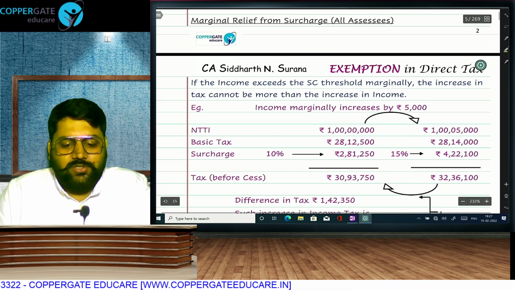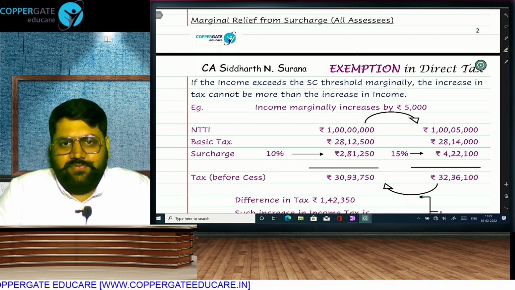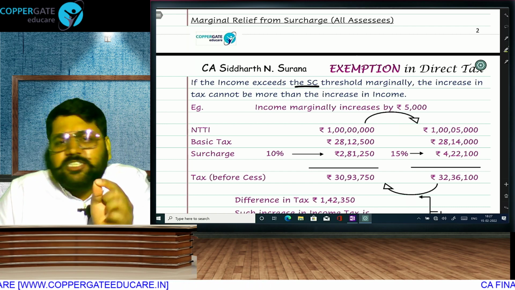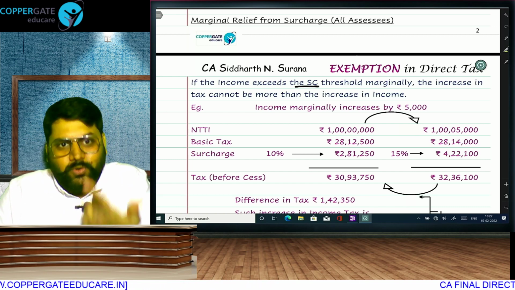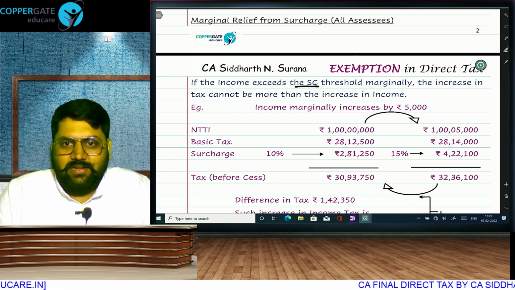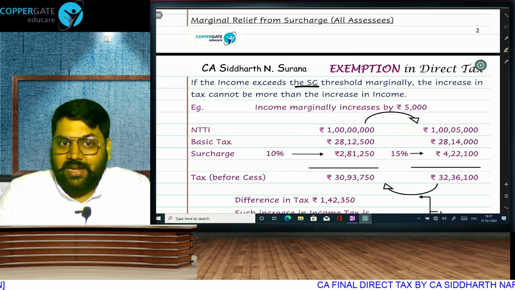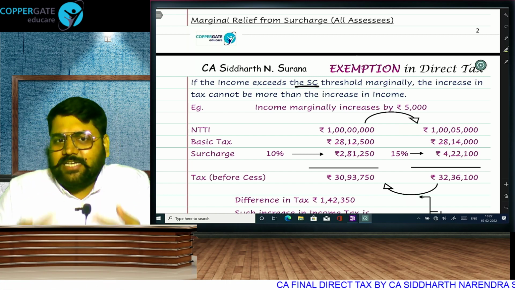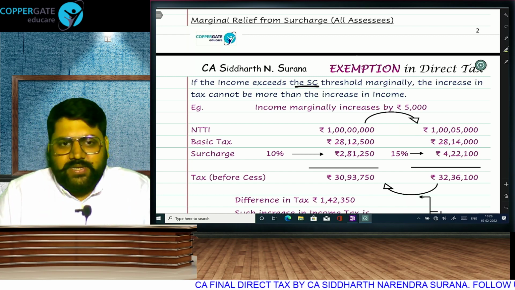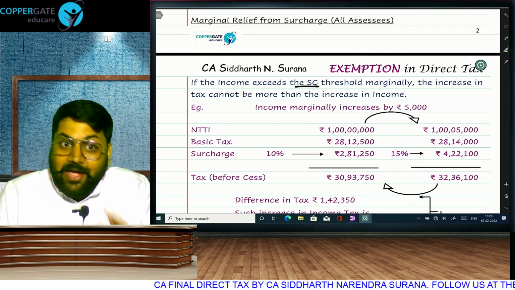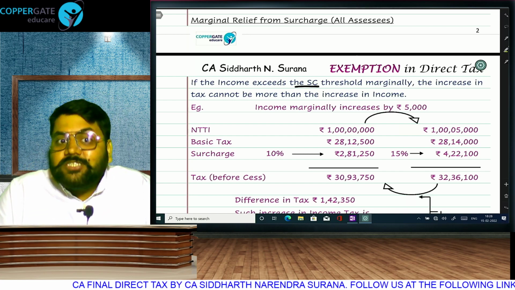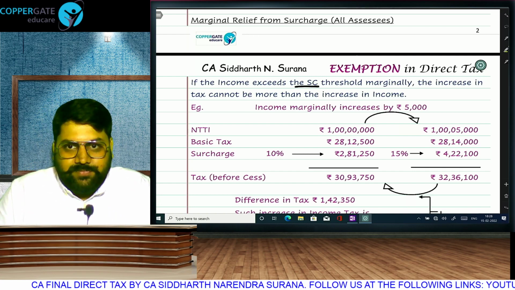Okay. And then we also have a concept of marginal relief under surcharge. If your income is exceeding the surcharge threshold, even a marginal, slight increase, still surcharge will come. Today, if I have 50 lakh and 1 rupee, then I will have surcharge of 10%. At exactly 50 lakh, I will not. But let's ignore 1 rupee because you will say, sir, round off to 50 lakh. Okay, 50 lakh and 1000, I will have 10% surcharge because it has exceeded 50 lakh. And this will levy unnecessary additional tax burden on me.